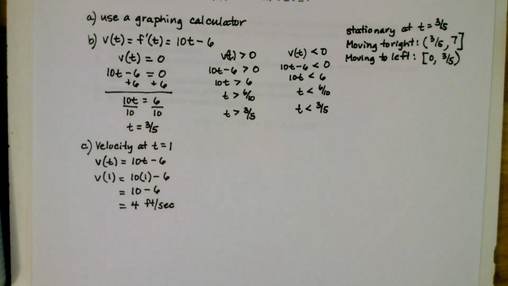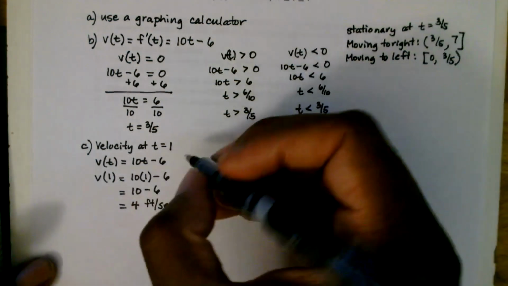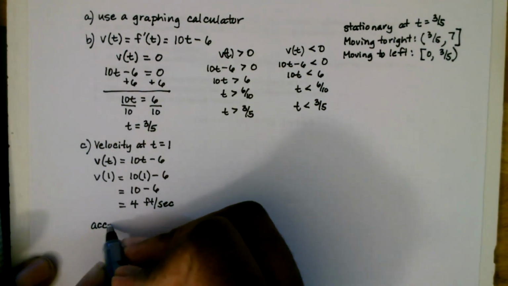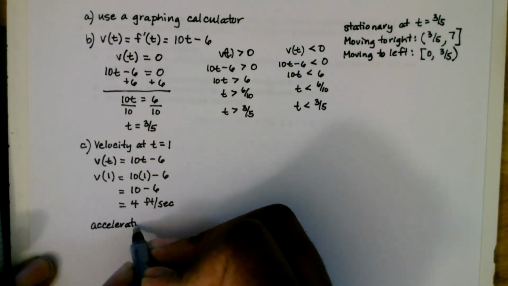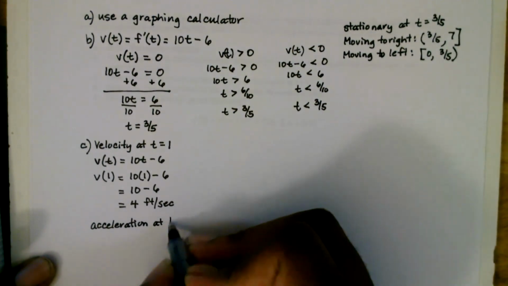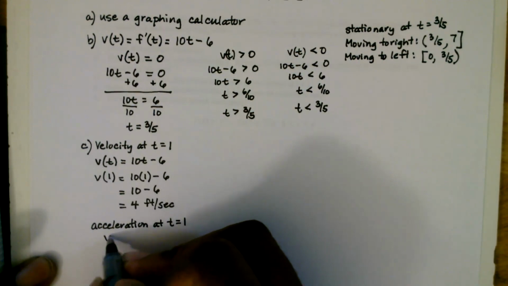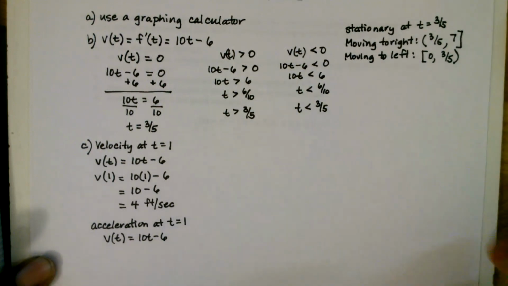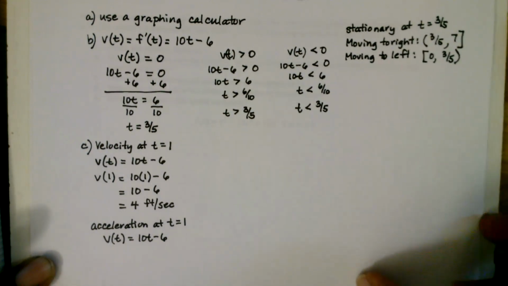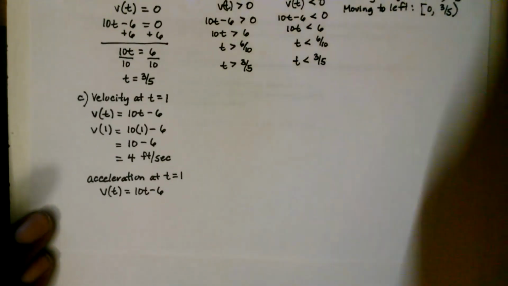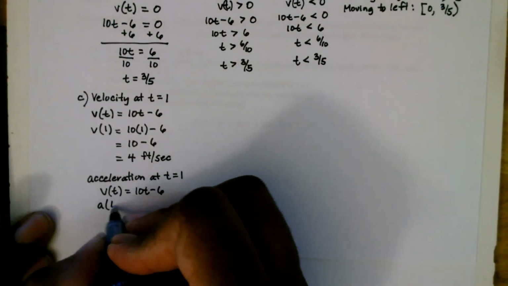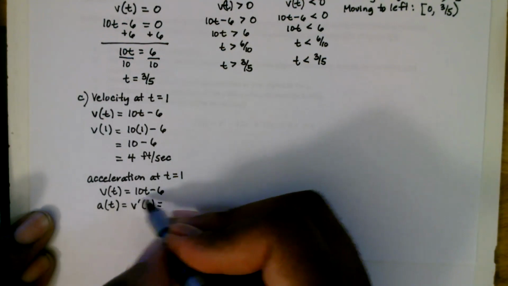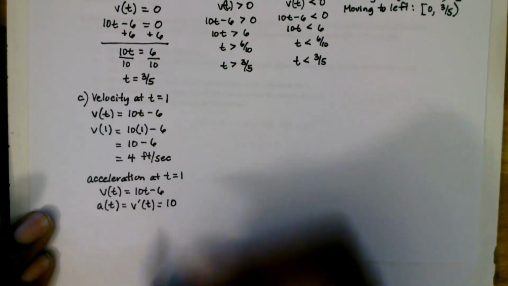And also, we need to determine the acceleration of the object at t equals 1. So let's find the acceleration at t equaling 1. Well, we know what the velocity function is. v of t is 10t minus 6. However, we need the acceleration. The acceleration, of course, is the derivative of our velocity function, which is v prime of t. So if we take the derivative of 10t minus 6, that's just going to give us 10.